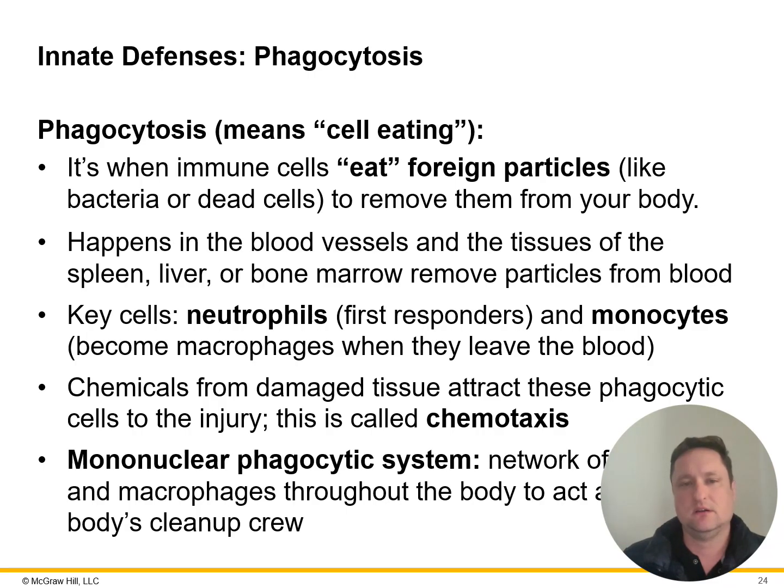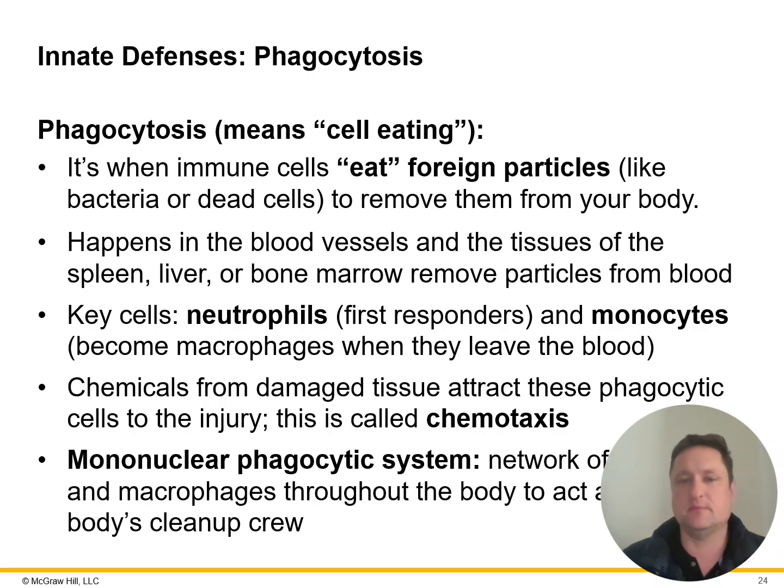The key phagocytes here are neutrophils and monocytes. Neutrophils are the fast first responders. Monocytes leave the bloodstream, mature into macrophages, and become long-lived cleaners in tissues. Damaged or infected tissue releases chemical signals that create a gradient. Phagocytes sense this and move toward the source, a process called chemotaxis.